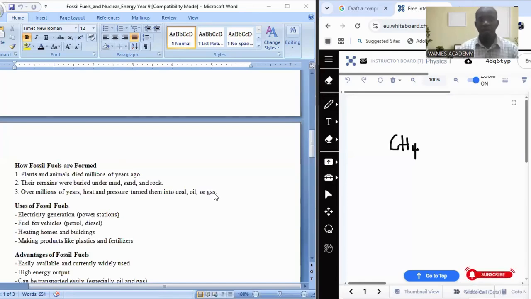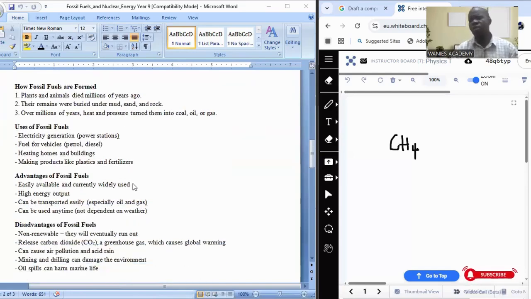Number one is that plants and animals will die. The ones that died millions of years ago, their remains were buried under mud, sand, and rocks. Now, over millions of years, heat and pressure turned them into coal. Some are turned into oil. Some are turned into gas. So that is how they are formed.